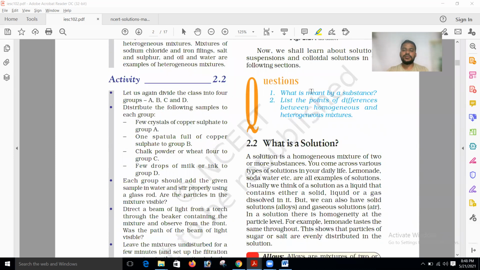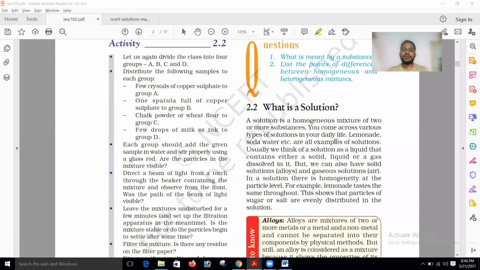Okay, and we have discussed some questions also, and also we have discussed what is a solution, what are the various parts of solution.